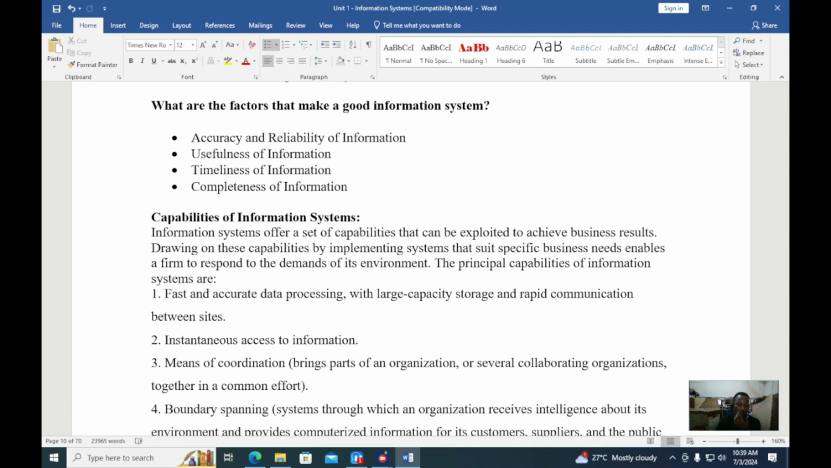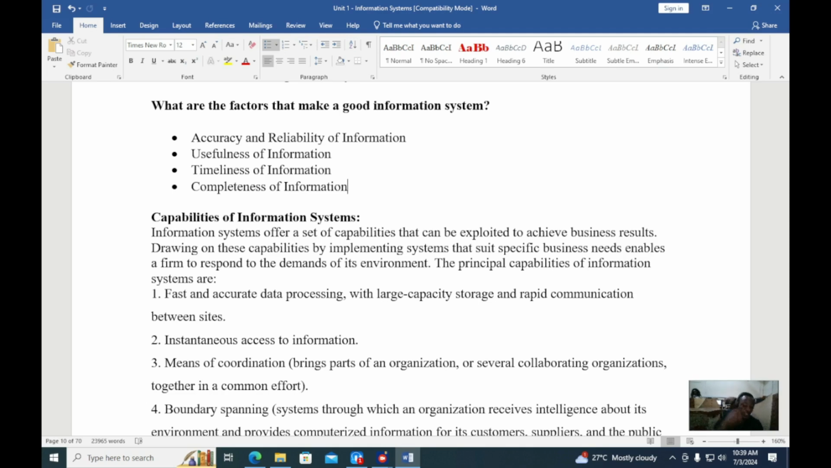The information that you're providing, is it useful? For example, I am looking for an IT manager job, and you come to advertise to me a vacancy about a nursing job. That information might be timely, might be accurate, might be reliable, but it is not useful in my case because I'm not a nurse. I'm not looking for a nursing job. I'm looking for an IT manager job.